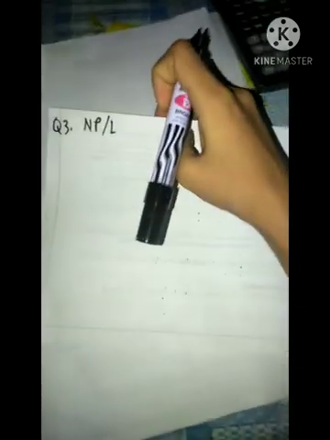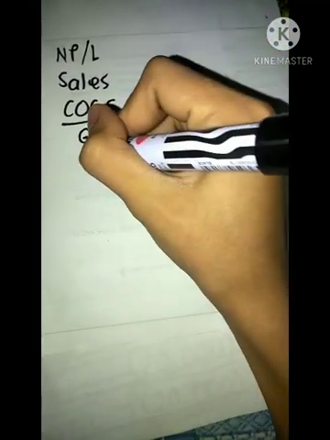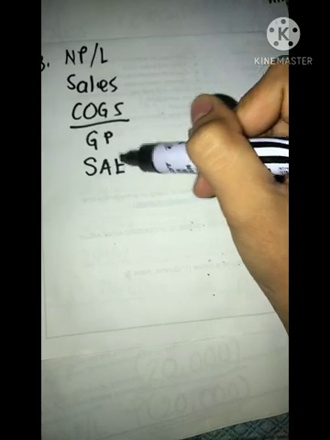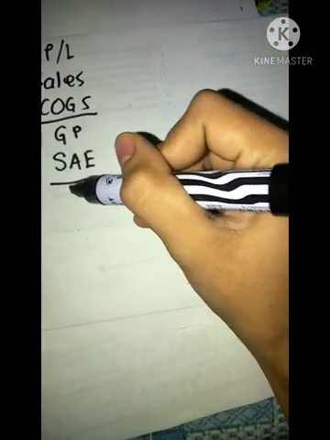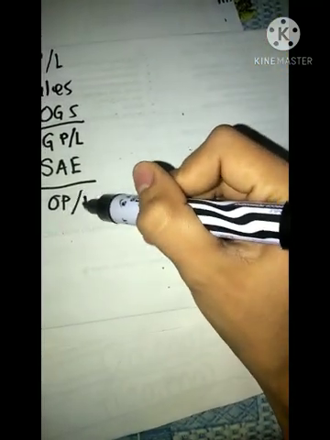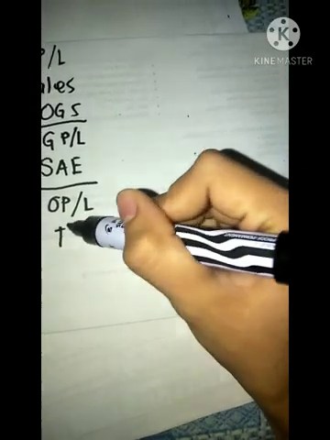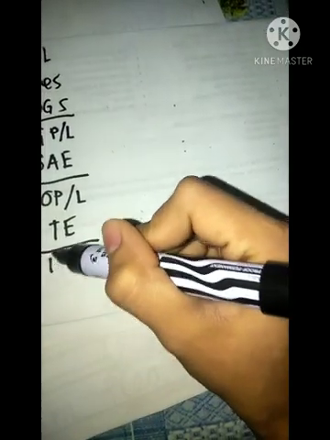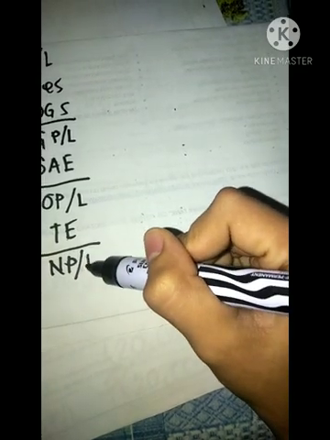Okay, now, third, we will compute for Gushan's net profit or loss for the year 2020. So, the formula for net profit or loss is first sales less cost of goods sold. You will arrive at your gross profit less salaries and administrative expenses. You will arrive to your operating profit. Gross profit pala to, gross profit or loss, operating profit or loss, and then less tax expense, and then you will arrive at your net profit after tax or loss.